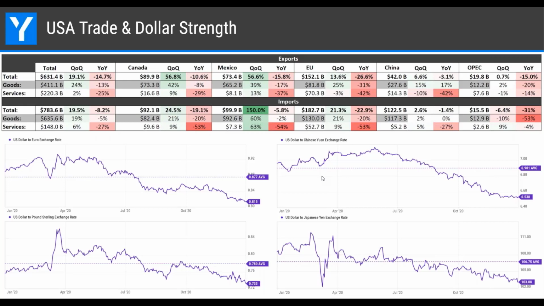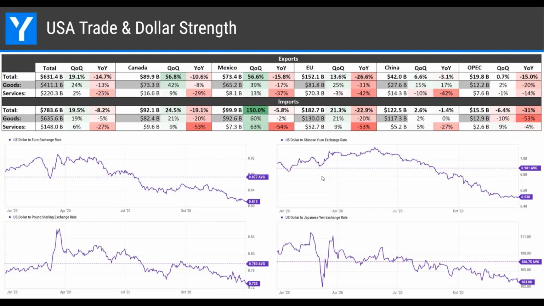And you can see we have a table above here of exports and imports laid out over time, starting with the US's own and then comparing it to a couple different regions that we trade with, including Canada, Mexico, the EU, China, and OPEC. So as the weakening of the US dollar continues to be a trending story, I like to keep track of that on my own YCharts platform.